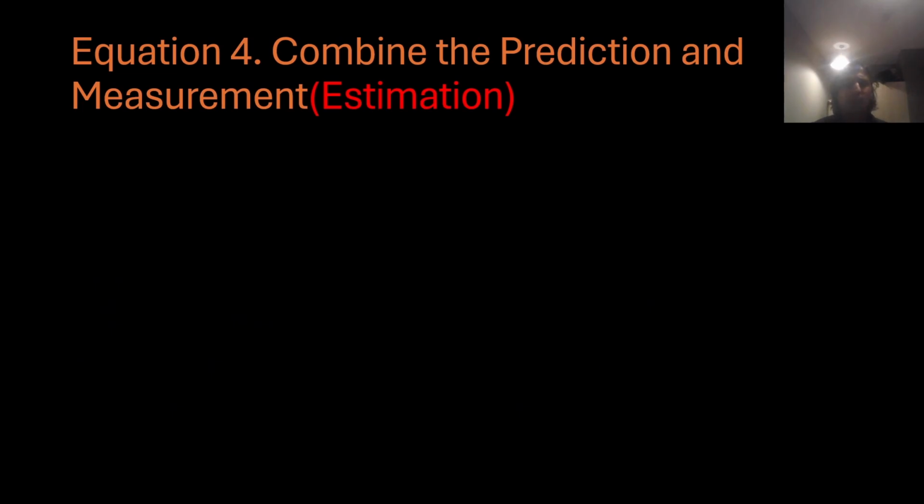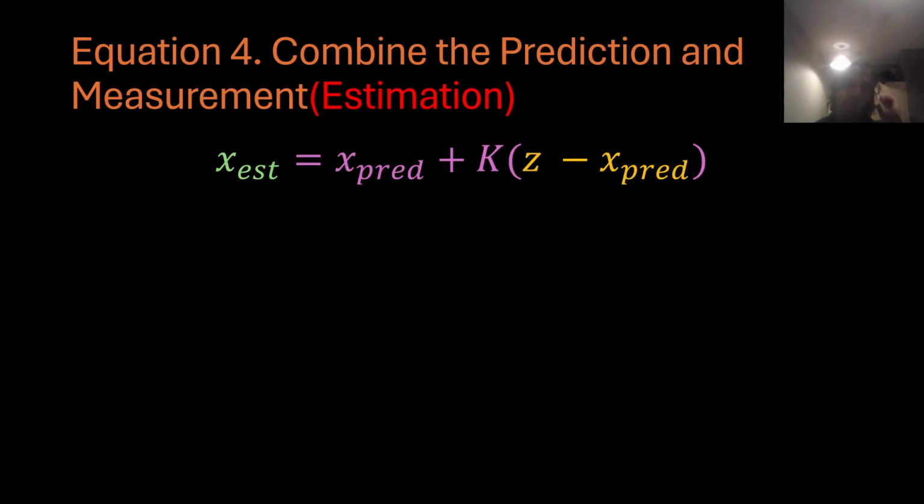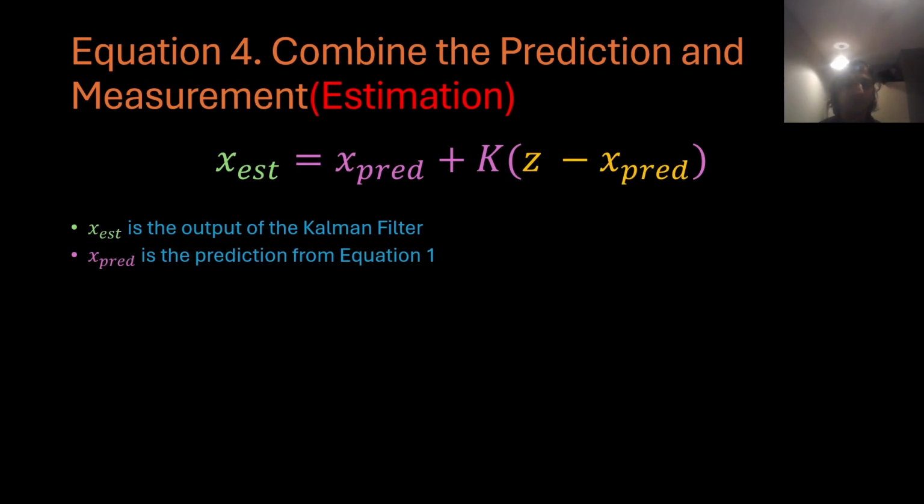Okay, again on estimation, combine the prediction and measurement. So remember when I talked about combining the prediction and the measurement together, this is the equation that's used. X estimate, x est here, is the output of the Kalman filter. So once you've done equation 4 and you've got this estimate, this is actually the output of the Kalman filter. Now you have this x pred, like x prediction, and remember x prediction from equation 1. So you have x prediction here and x prediction there.